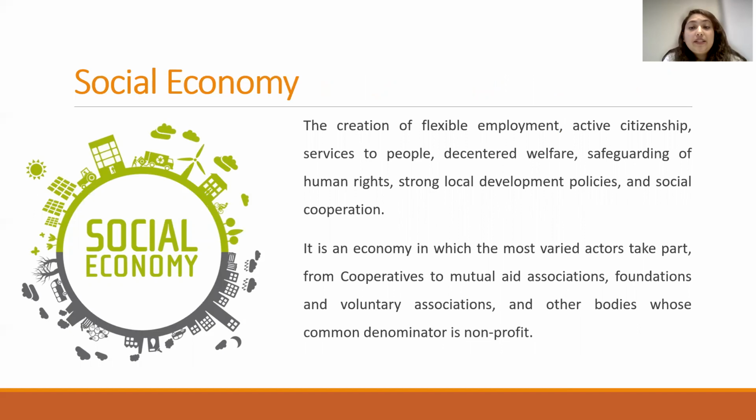Social economy creates flexible employment, active citizenship, service to people, decentralized welfare, safeguards for human rights, strong local development policies, and social cooperation. So it is an economy in which more varied actors take part, from cooperatives to mutual aid associations, foundations, and voluntary associations, and other bodies whose common denominator is being non-profit.